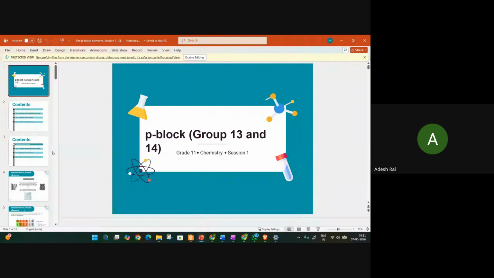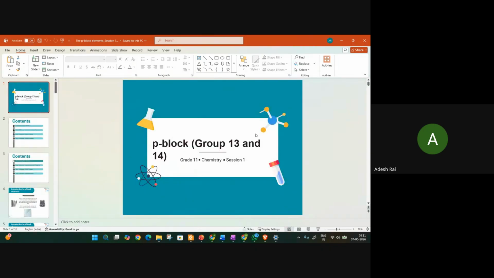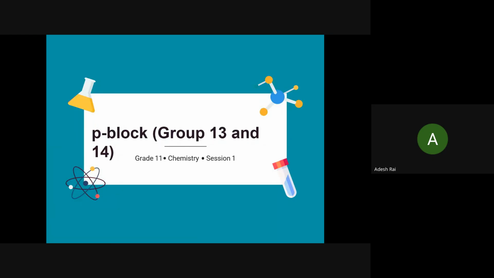So we are aware of the topic that we are going to study, right? It's a non-CBSE topic, and we are starting with P block. In P block, we all know how many groups exist. From group 13 to group 18, but as of now I am only going to teach group 13 and group 14. Later, the other groups will be taken by others.